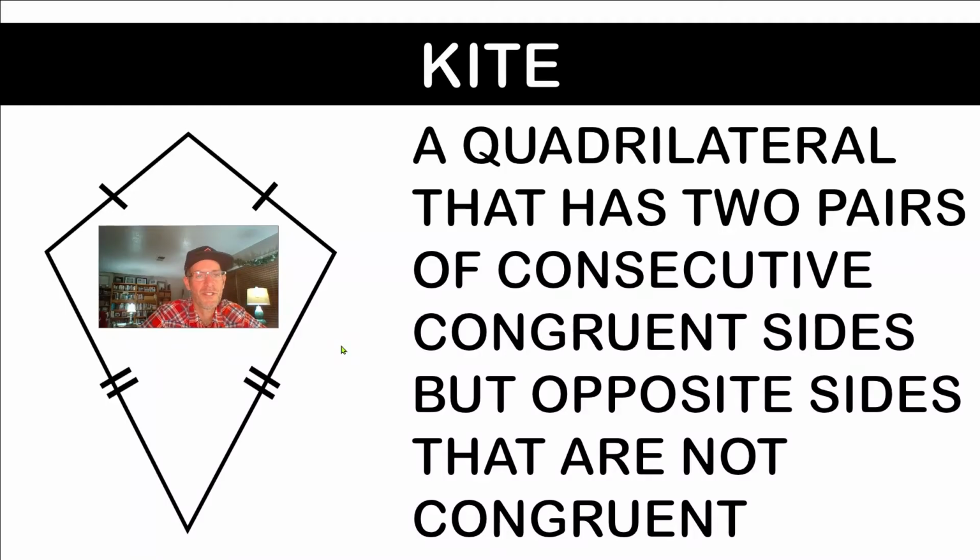Our next quadrilateral is a kite. A kite is not a parallelogram. Its opposite sides are not parallel. And the definition of a kite is kind of long. A kite is a quadrilateral that has two pairs of consecutive congruent sides.